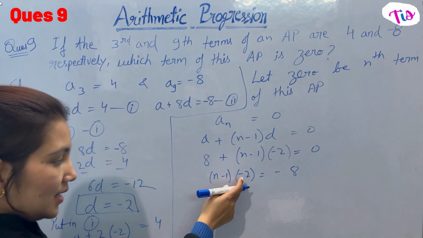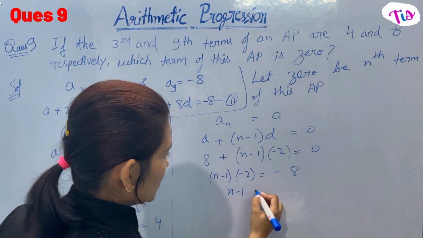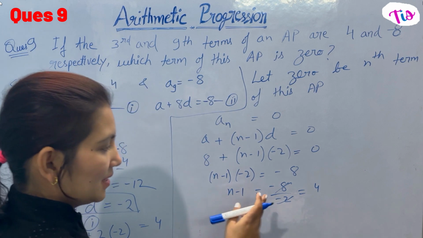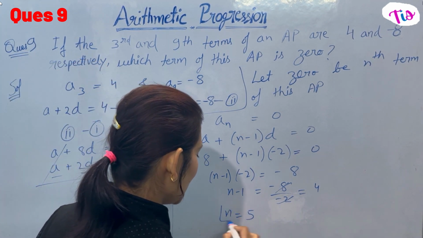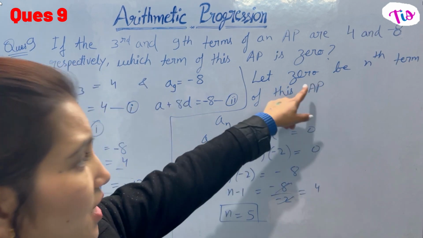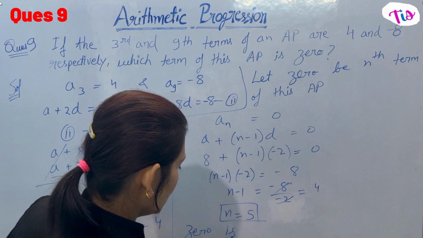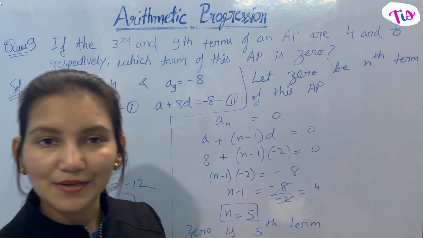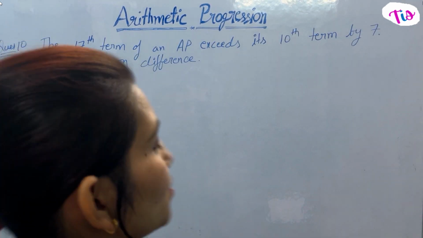Now minus 2 is in multiplication. We'll send it to the denominator. So n minus 1 is equal to minus 8 upon minus 2. Minus 8 upon minus 2 will be 4. So n minus 1 is equal to 4. So n will be 4 plus 1, that is 5. So 0 is which term? 0 is the fifth term of this AP. Cool. Now let's move to question number 10.